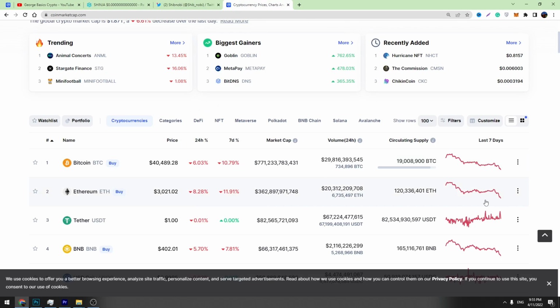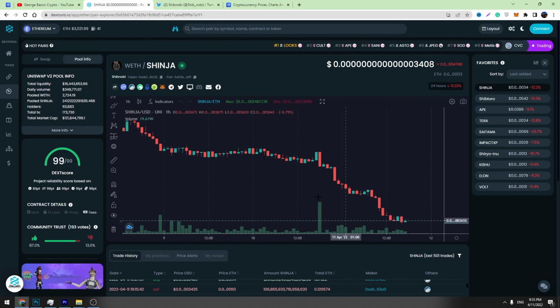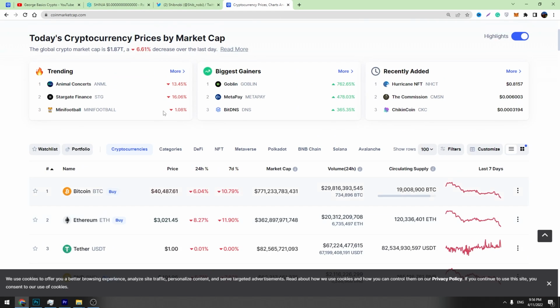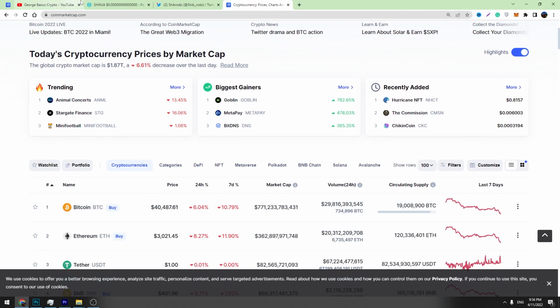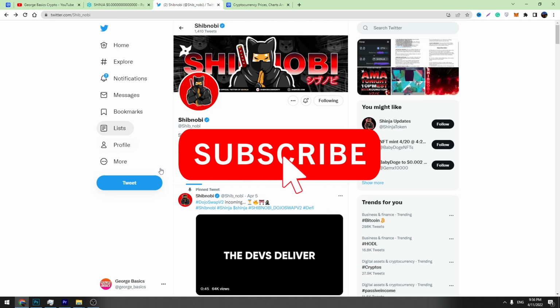After Bitcoin started dropping and after Ethereum started dropping, Shibnobi also started dropping, and you can check this on this chart. I hope that the situation in the global crypto market will be stable in the next few days, and Bitcoin and Ethereum will recover. So I'm expecting that Shinja's price will recover a little bit in the next few days.